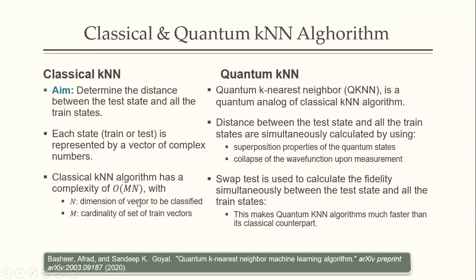Classical KNN algorithm has a complexity of O(mn), with n the dimension of the vector to be classified and m the cardinality of the set of train vectors. Here, a swap test is used to calculate the fidelity simultaneously between the test state and all the train states. This makes the quantum KNN algorithm much faster than its classical counterpart.